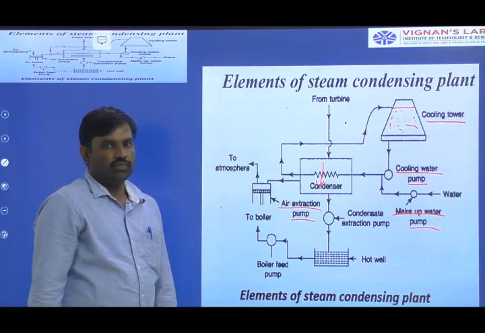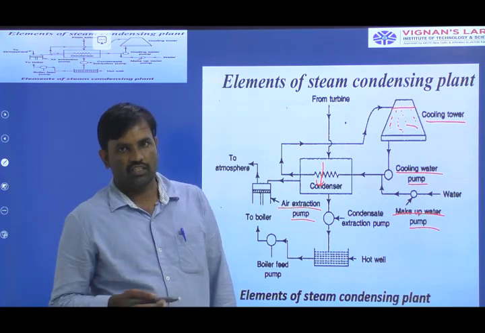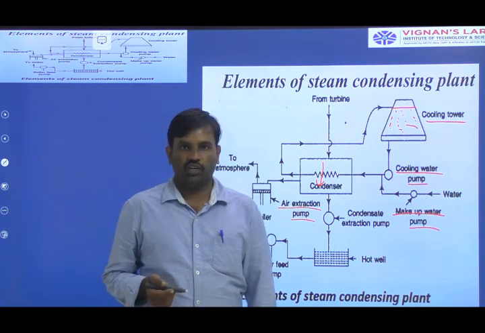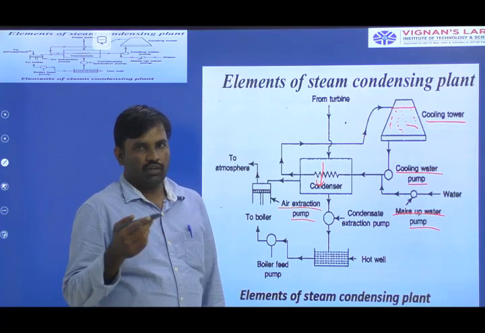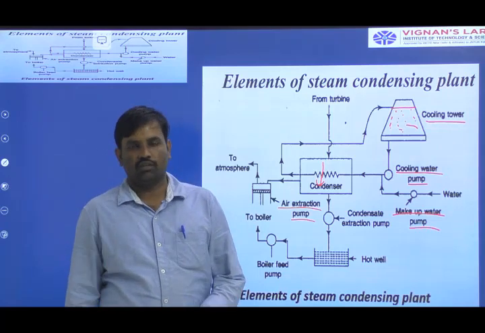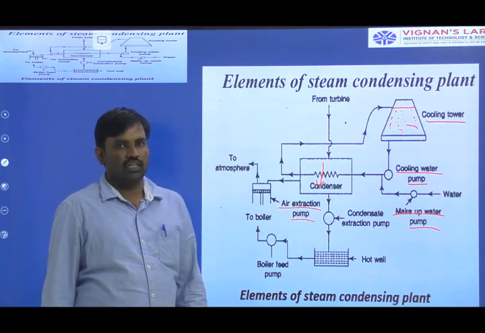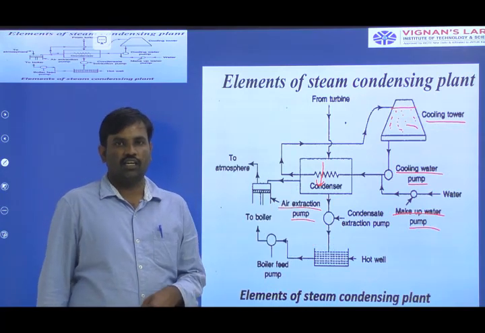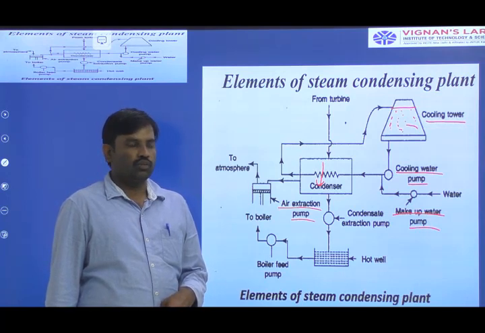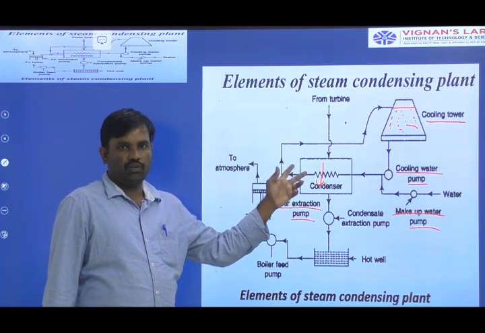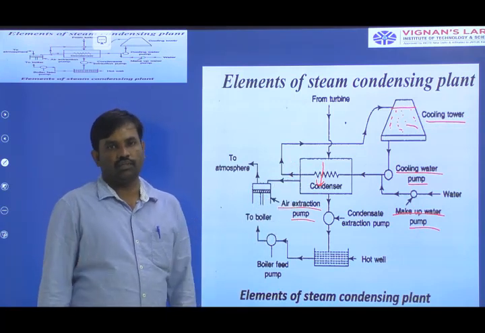Only then does the exhaust steam, after expansion in the steam turbine with less pressure, flow at that low pressure from the steam turbine to the condenser section, because of the vacuum pressure created in the condenser section. If there is no vacuum pressure inside the condenser, then we are unable to make the exhaust steam flow from the steam turbine to the steam condenser.